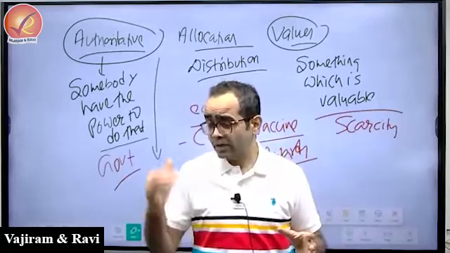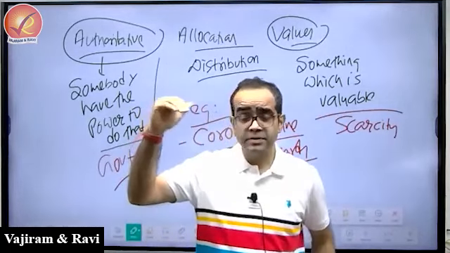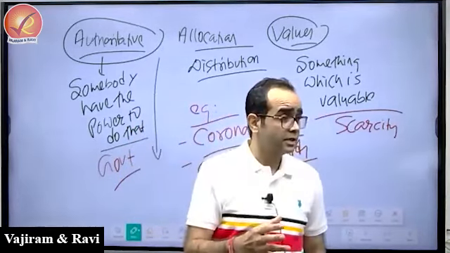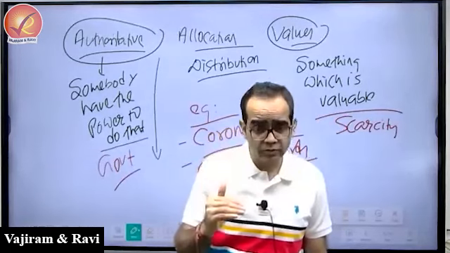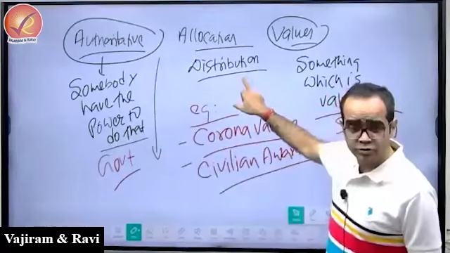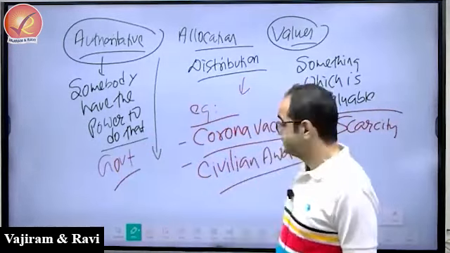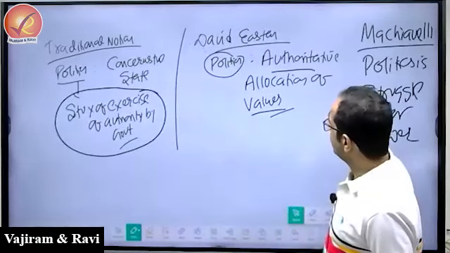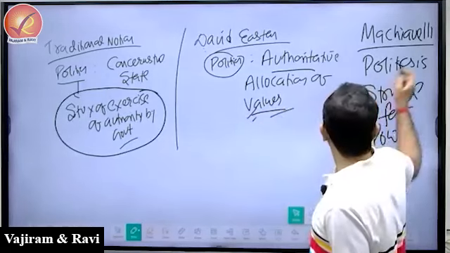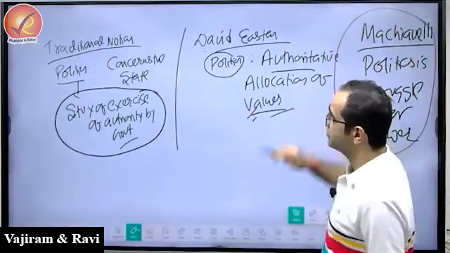Bharat Ratna means you have done something extraordinary for the country. Then only you will be given the highest award. Is it distribution? Who does that? Government. Okay. So this is authoritative allocation of values, and Machiavelli talks about politics as struggle for power.